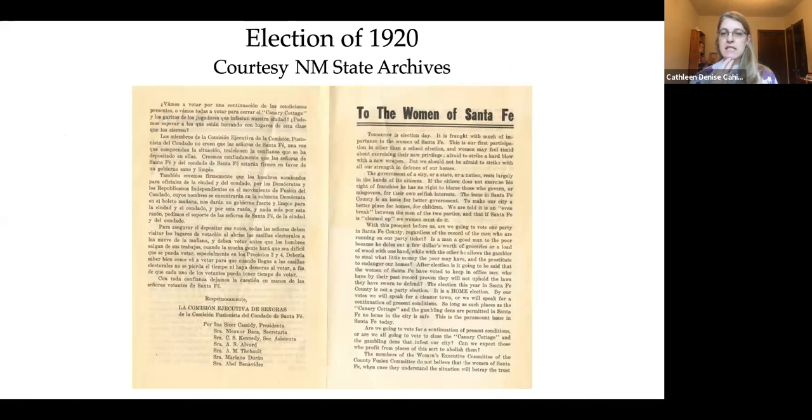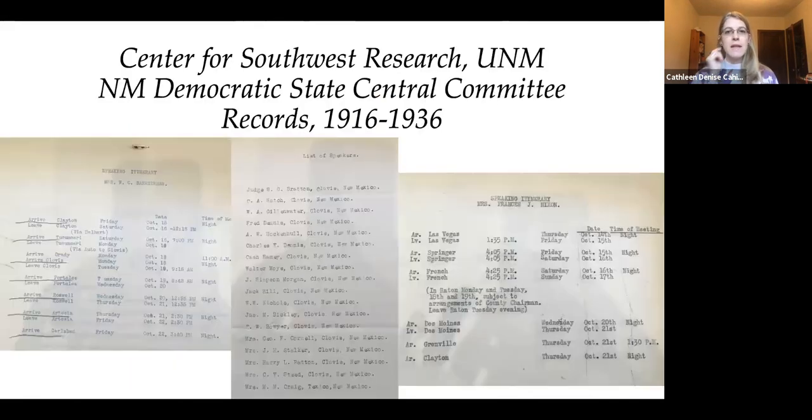Things remain bilingual, right? The sense of, particularly for women, Spanish-speaking and English-speaking women, maybe not Native women, but they're bilingual election materials. And then these are fun. These are from UNM's archives. These are the Democratic Party's speaker itineraries for the election of 1920. And you can see that there's a number of women that they hired to go out and try to turn out women to vote for the Democrats.